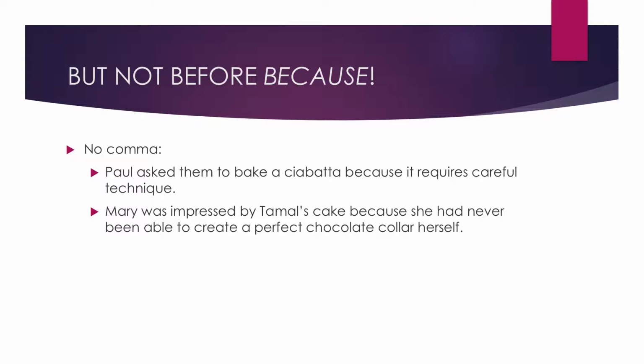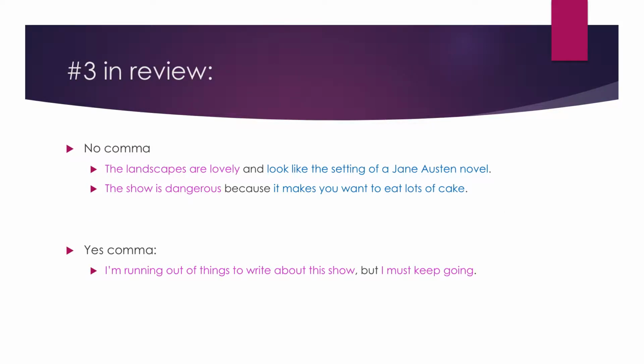Similarly, Mary was impressed by Tamal's cake because she had never been able to create a perfect chocolate collar herself. Two independent clauses, but they're separated by because, so there's no comma. So to review this rule, there's no comma when you have a dependent clause and an independent clause that flank the coordinating conjunction. The landscapes are lovely and look like the setting of a Jane Austen novel. No comma. You don't have a comma when the clauses are separated by a because. The show is dangerous because it makes you want to eat lots of cake. Two independent clauses, no comma, because it's not a coordinating conjunction.